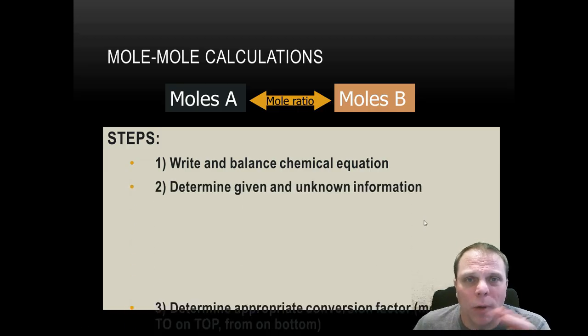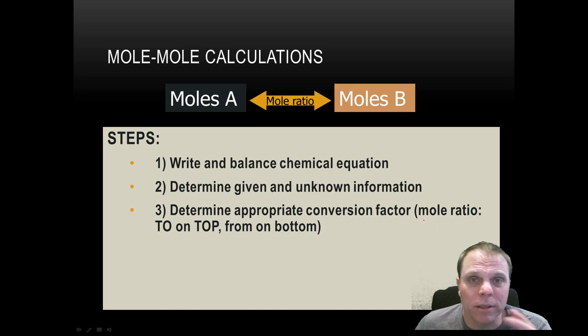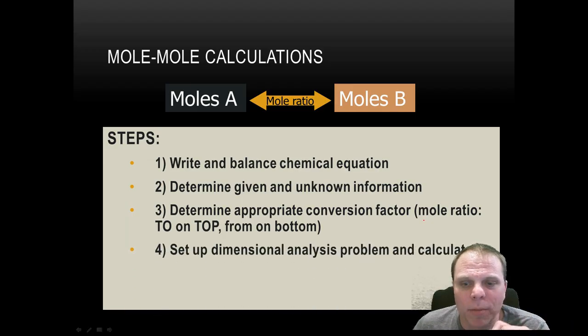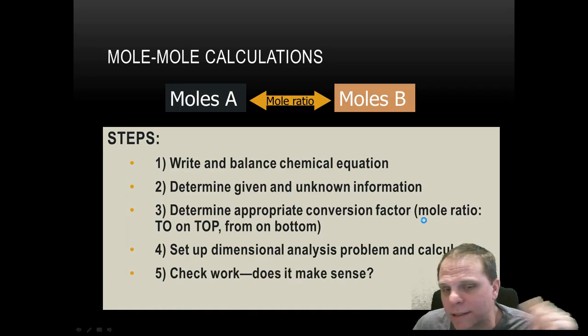Once that's written, we know what our unknowns and knowns are, then we're going to create conversion factors. You don't have to create these ahead of time. You can create these on the fly as you go through and do your unit conversions, right? Just know how those conversions work. You set up that dimensional analysis problem, and then you just solve it, right? Calculate it and get your answer, check your work, and ask if it makes sense.